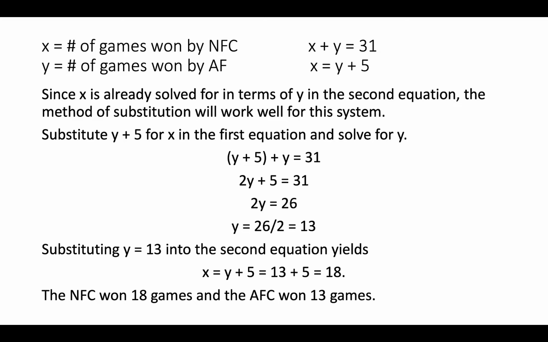Collecting like terms, 2y plus 5 equals 31. Subtracting 5 from each side gives us 2y equals 26. And dividing each side of the equation by 2 gives us y equals 13. We also need to find the other variable x, so we can substitute y equals 13 into the second equation. This gives x is y plus 5, or 13 plus 5, or 18.